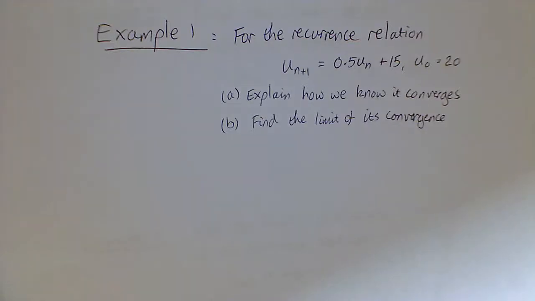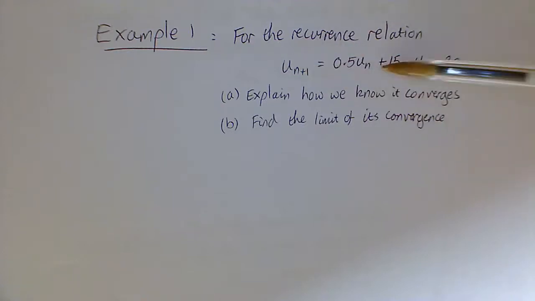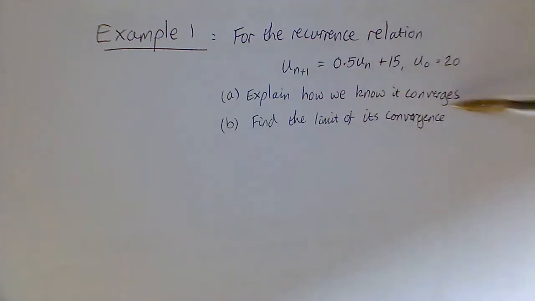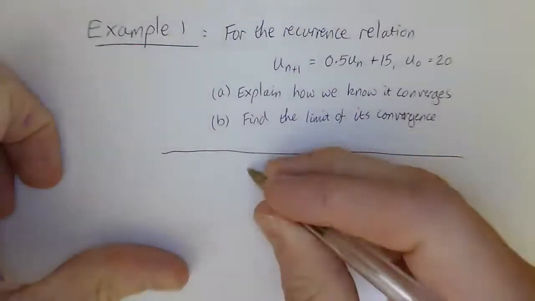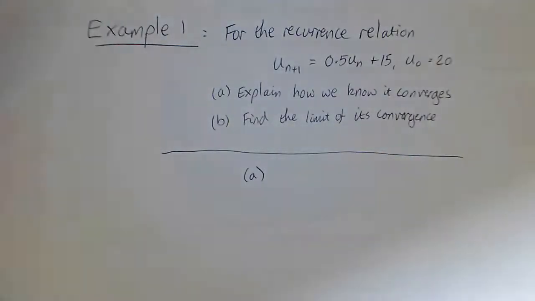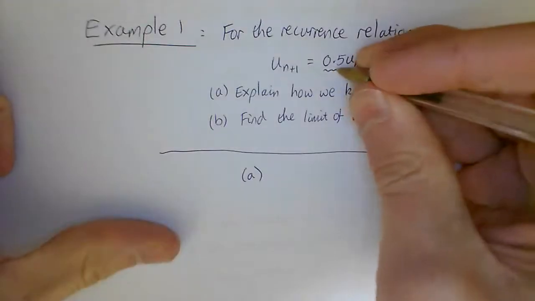From video 1, where we looked at the starter, you will be able to now think about whether something converges or not. So this question here starts by asking for the recurrence relation, and it's the same one that we had in the starter. So we're just going to look at this one again, explain how we know it converges. So we are working with part A. We want to explain how we know it converges.